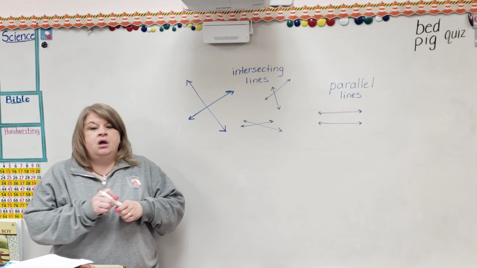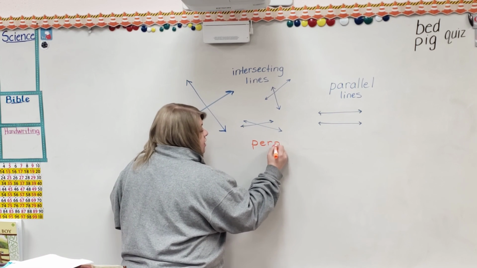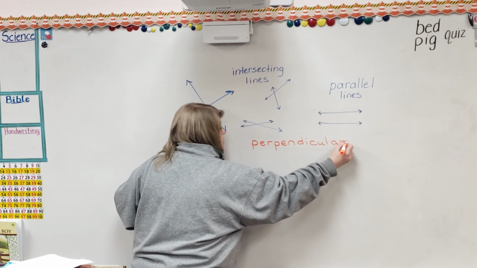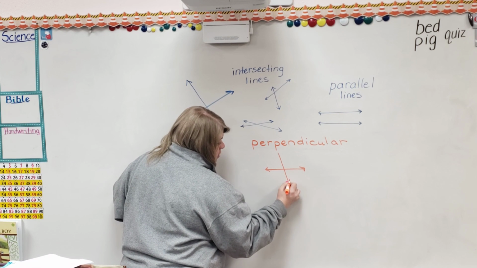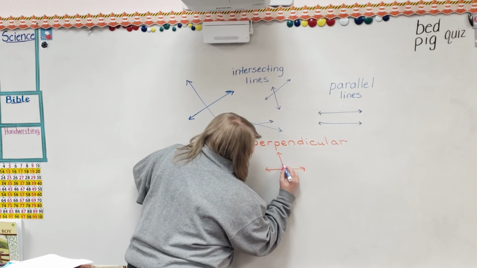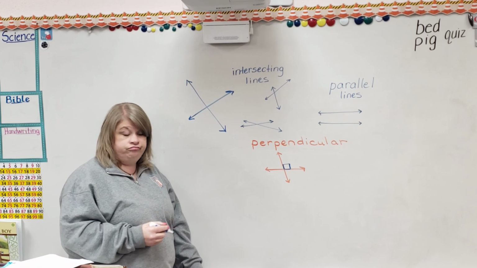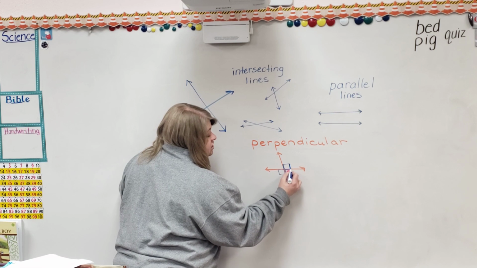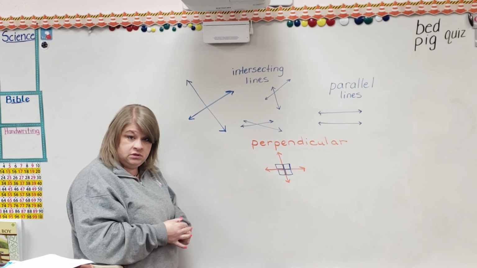Okay, guys. Perpendicular. They have to be like a square. I'll show you what I mean. Perpendicular lines must cross like a square. Do you see how in the corner here, there's a square? If I can draw a square and it touches the lines correctly, those are perpendicular lines, okay?